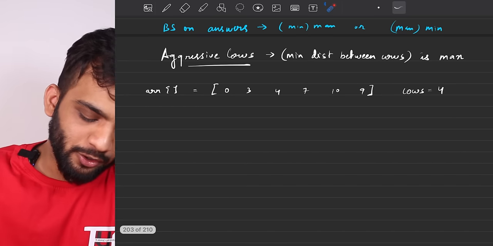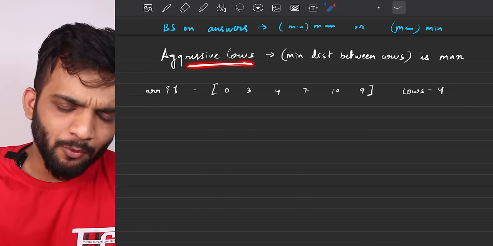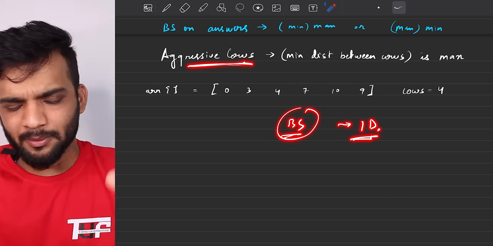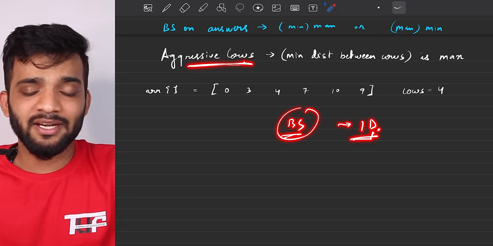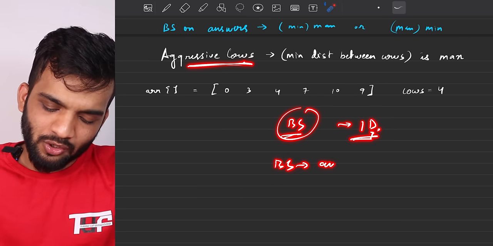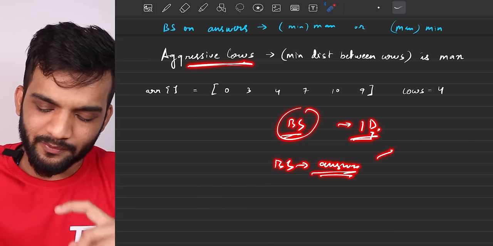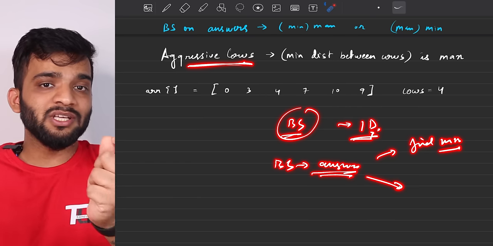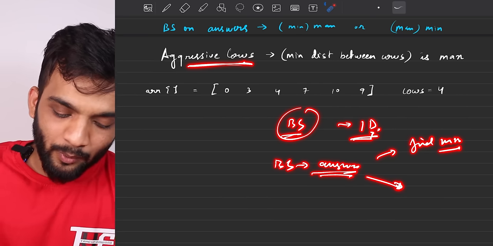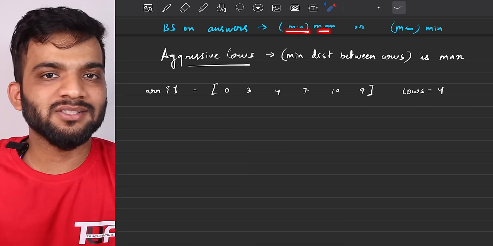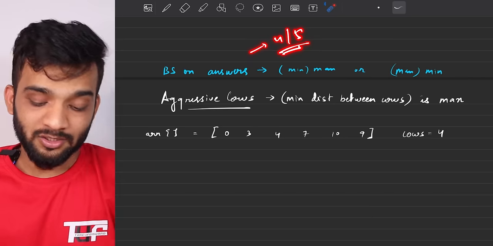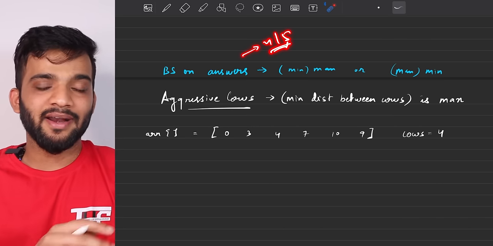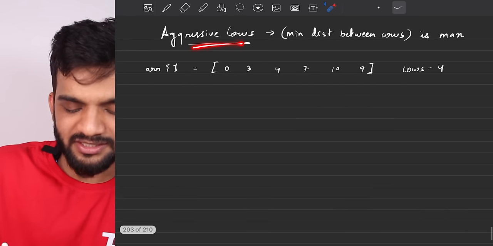It had just one term, find min or find max. Now we will be moving to the other pattern of binary search on answers, where we'll be asked to find min of max or max of min. So we'll be doing around 4 to 5 problems on this particular pattern, so that it sticks to your head. And the first problem on that pattern is aggressive cows.